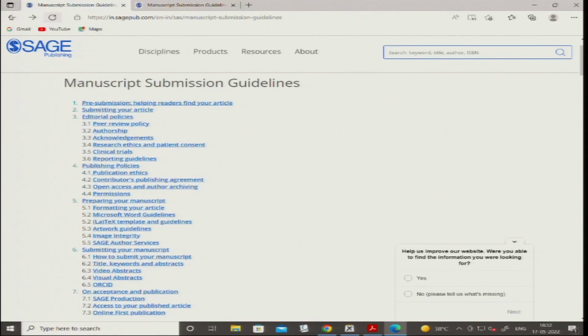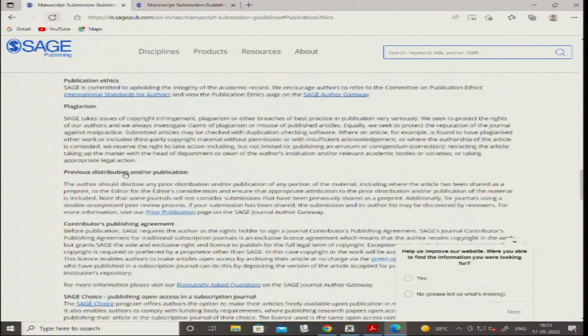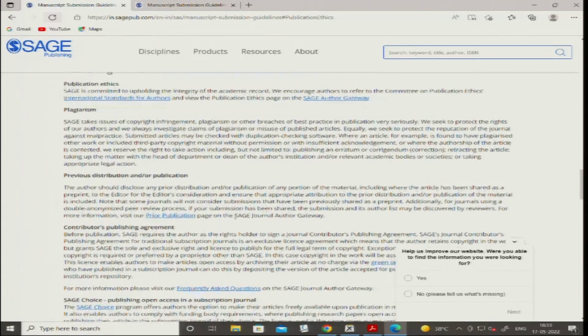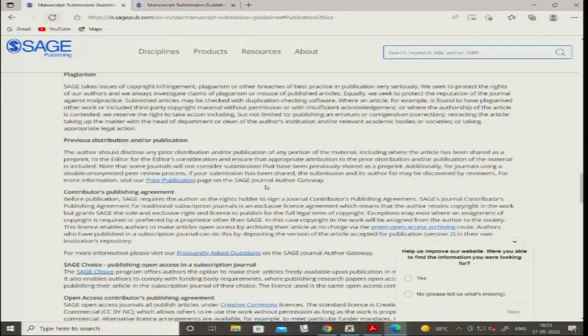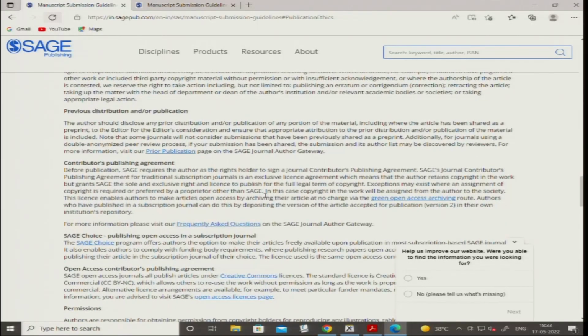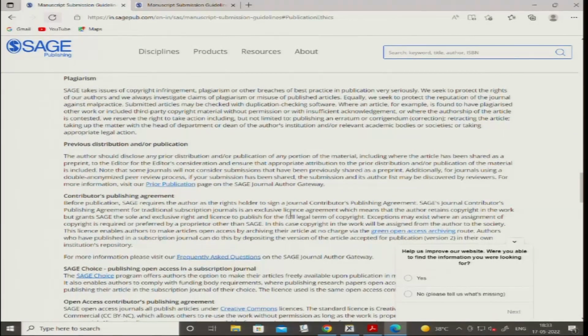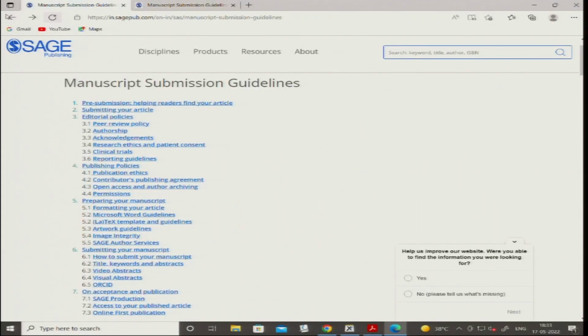And then you must understand what clinical trials are, you must understand the reporting guidelines here, okay, and then you must understand the publishing policies. What is publication ethics? What is plagiarism? We have discussed it already here, right? What is previous distribution or publication, contributions, publishing agreement, okay? So all these things about licensing, you must understand the whole thing, okay? And you must read these documents carefully before you submit your paper to the journal, right?